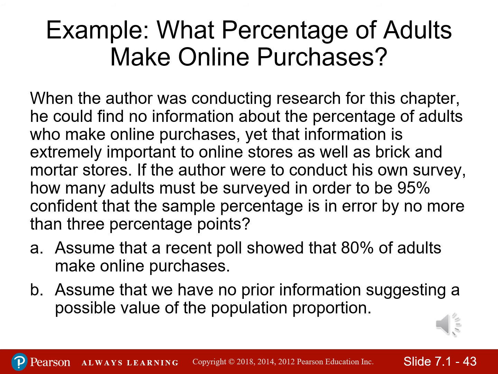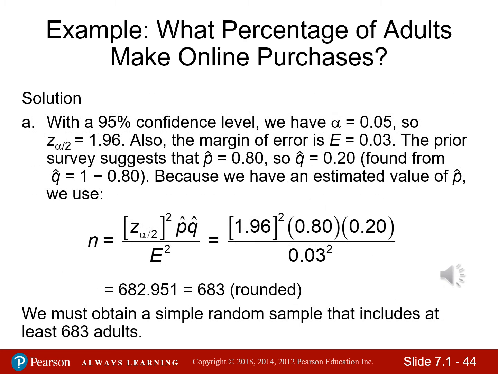First, assume that the recent poll showed that 80% of adults make online purchases. And second, assume that we have no prior information suggesting a possible value of the population proportion. With a 95% confidence level, we have alpha equal to 0.05. So our critical value of z sub alpha over 2 is equal to 1.96. Also, the margin of error is equal to 0.03.